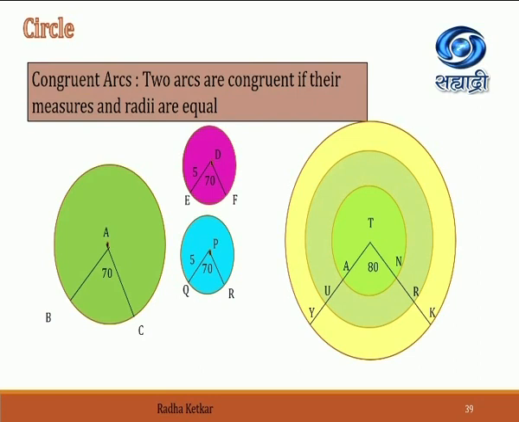The same is the case with the next figure. You can see we have multiple circles, and in these multiple circles everywhere the central angle is 80. So the corresponding arcs will also measure 80. But they will not be congruent to one another because the radii are changing.